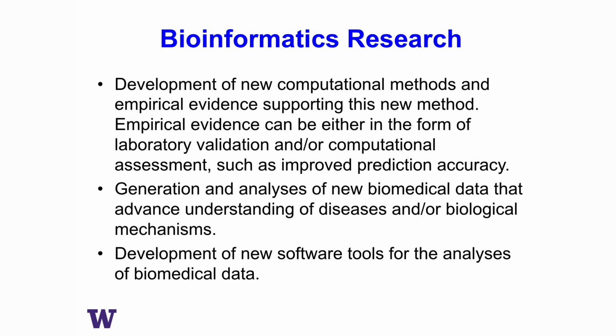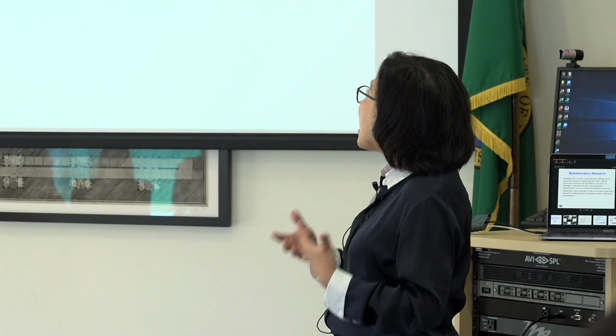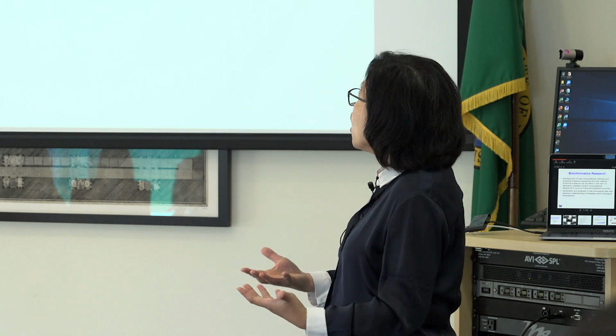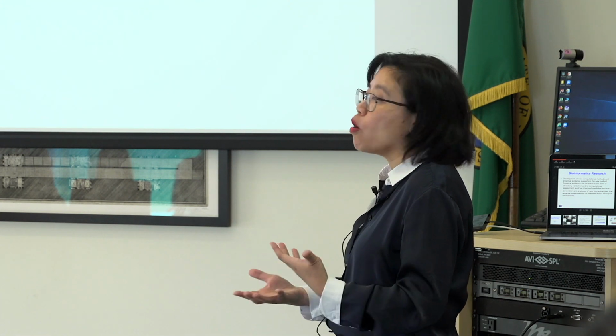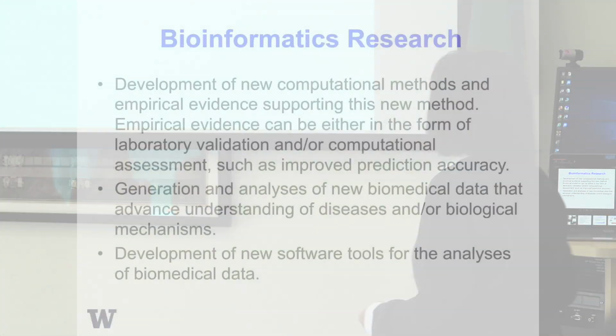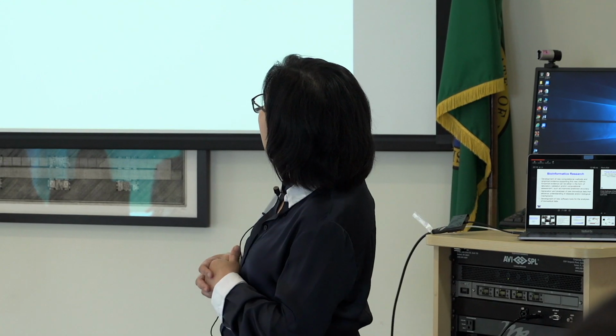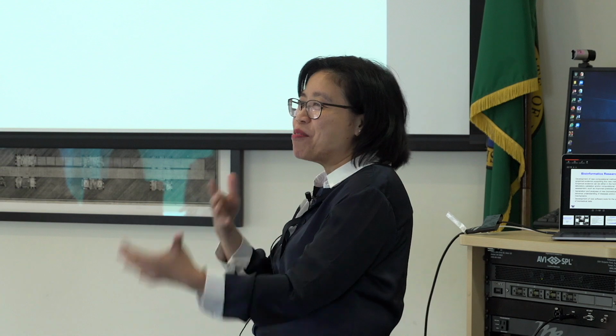And other types of research direction include generating and analyzing these new complex data sets, and how, by analyzing these data, the interpretation of the data would advance the understanding of diseases or biological mechanisms. And yet another direction of this type of research is to develop new software tools for the analysis of biomedical data. So in my research, I have done all of these different directions at different stages of my career.